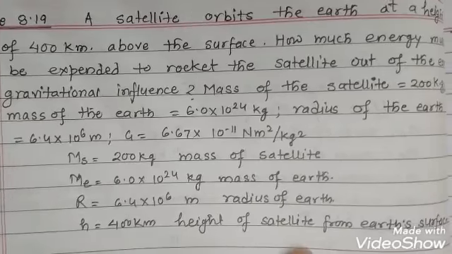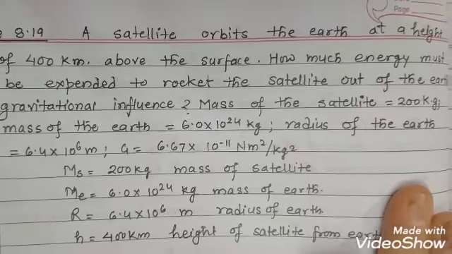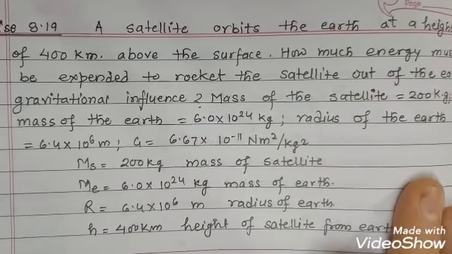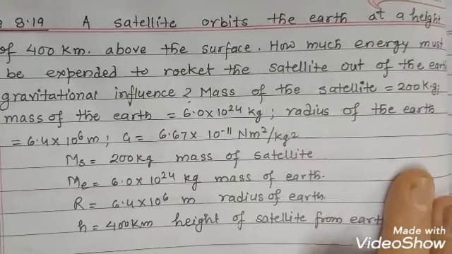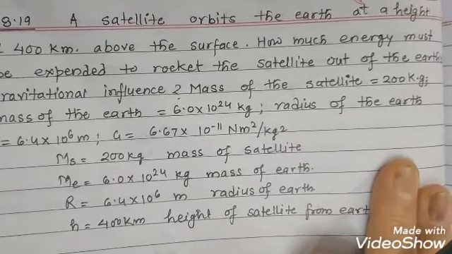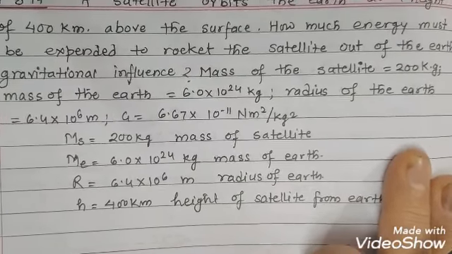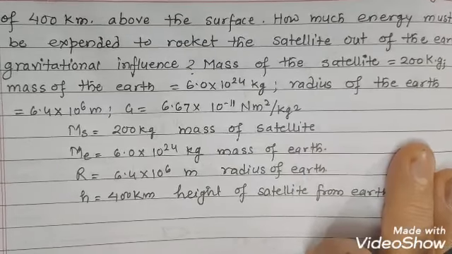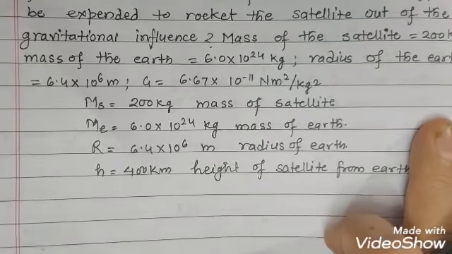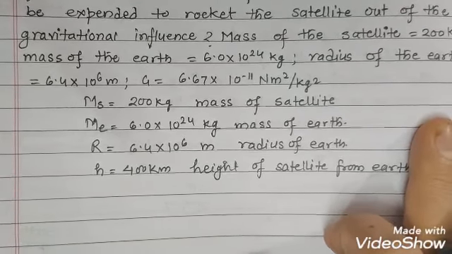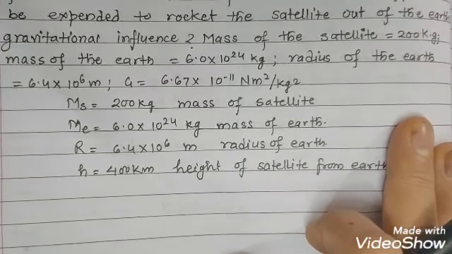Exercise 8.19. A satellite orbits the earth at a height of 400 km above the surface. How much energy must be expended to rocket the satellite out of the earth's gravitational influence? Mass of the satellite is 200 kg and mass of the earth is 6 into 10 to the power 24 kg. Radius of earth is 6.4 into 10 to the power 6 meter, and G is given 6.67 into 10 to the power minus 11 Newton meter square upon kilogram square.